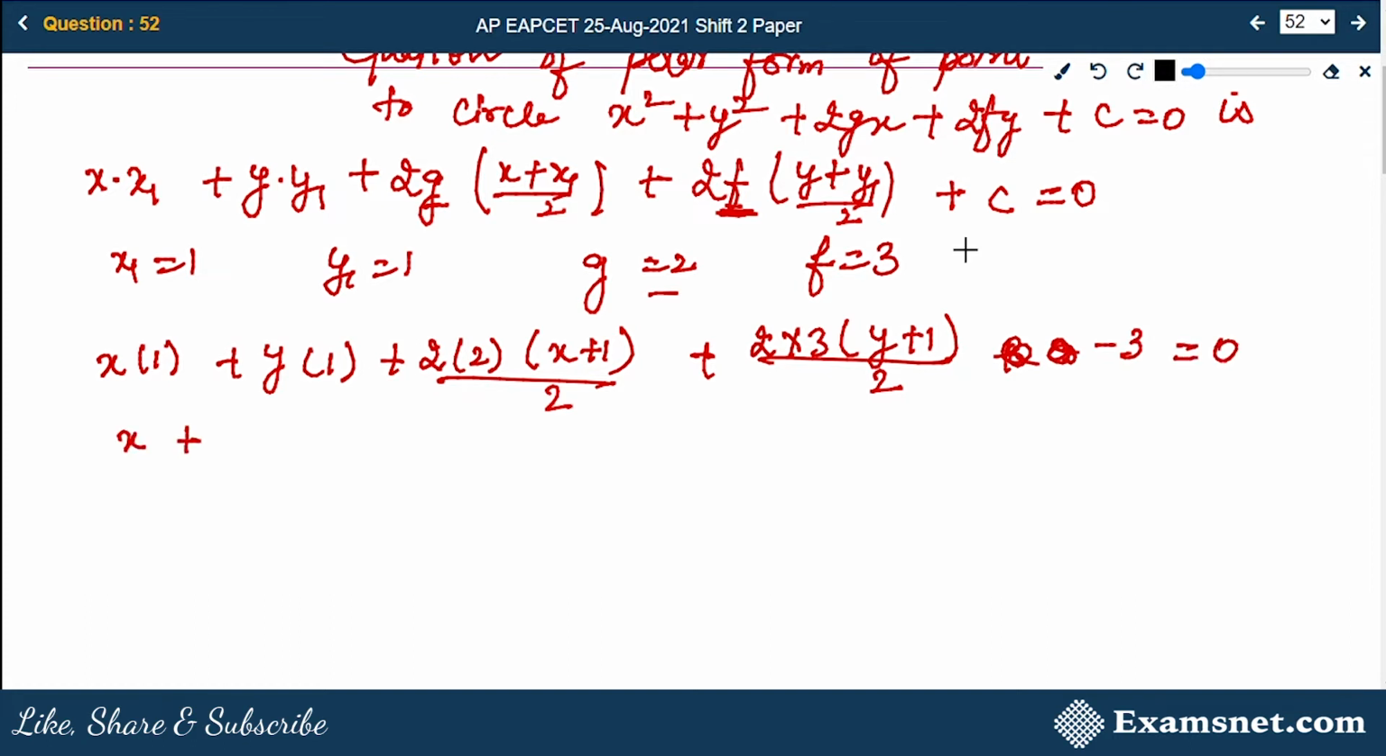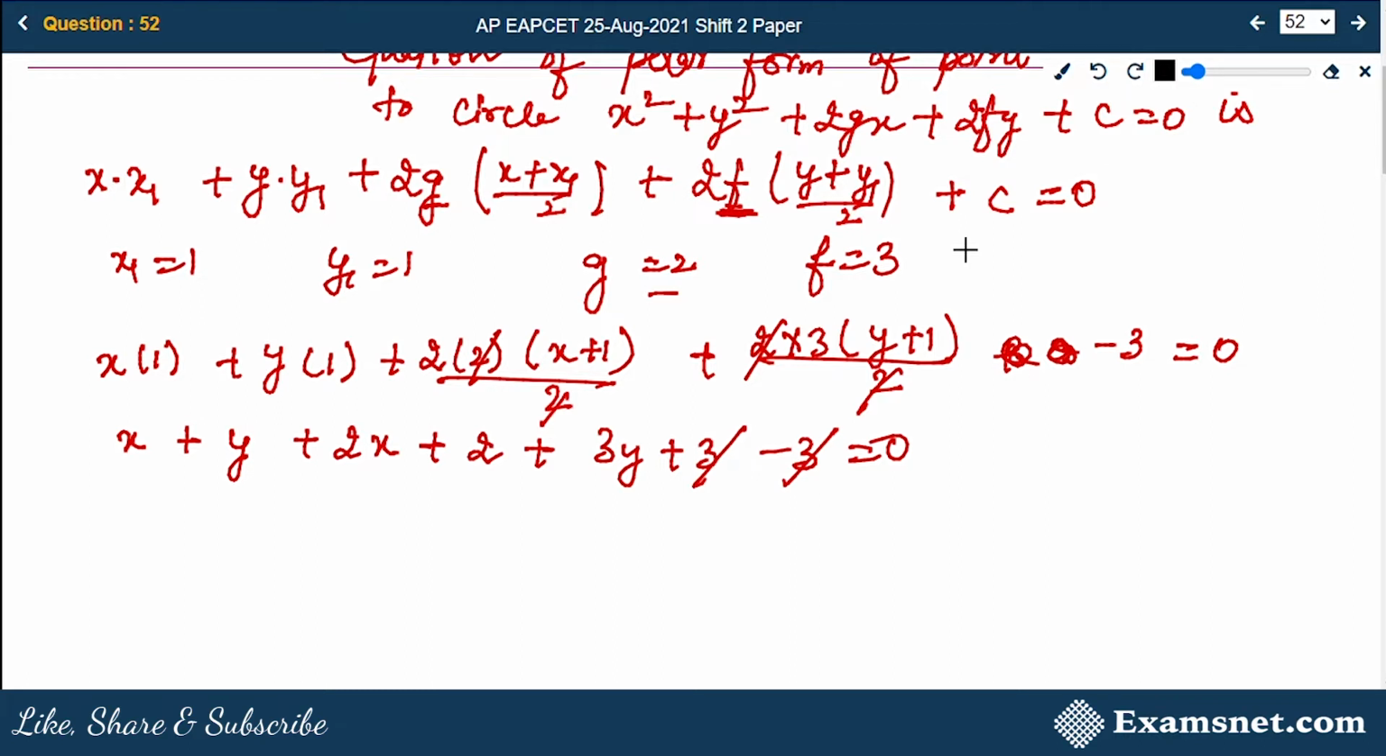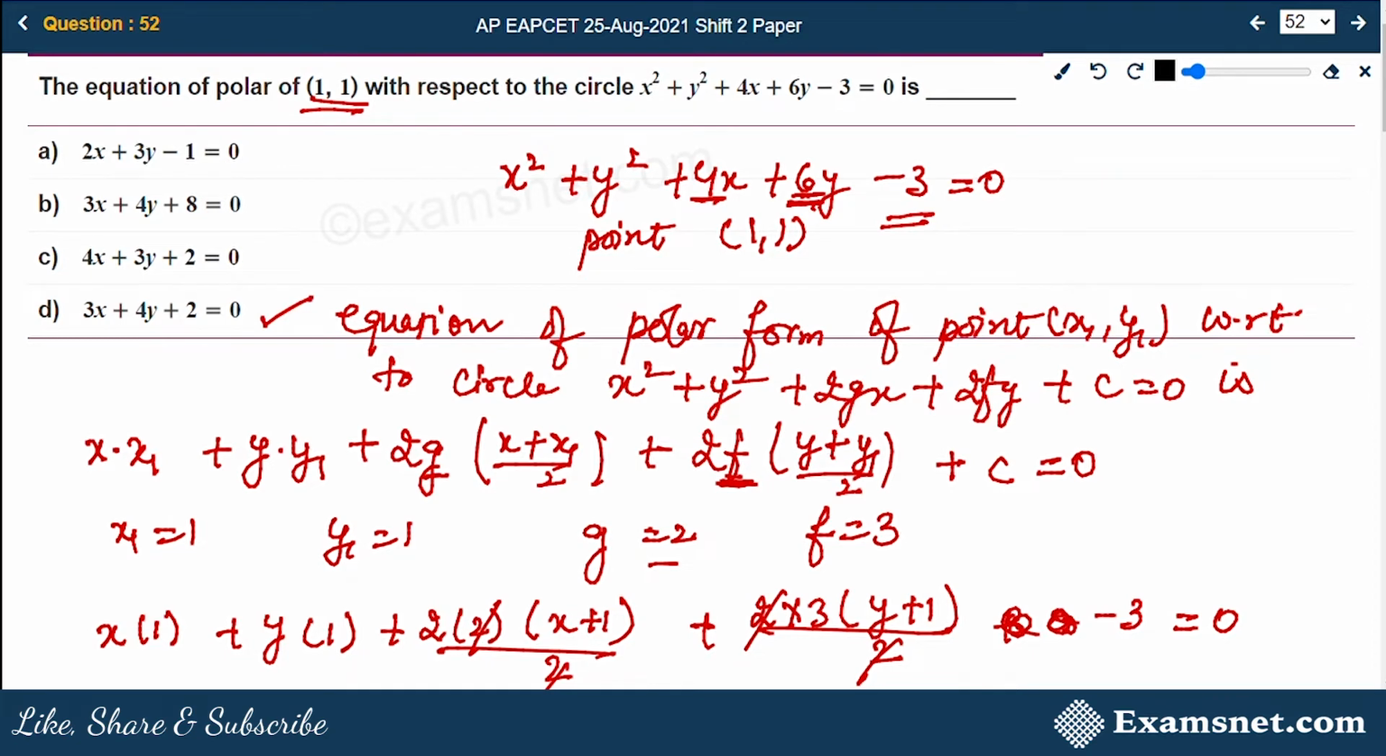So this becomes x plus y, this 2 will get cancelled, plus 2x plus 2 plus 3y plus 3 minus 3 is equal to 0, which makes it 3x plus 4y plus 2 is equal to 0, your required equation. So the correct option is option D. 3x plus 4y plus 2 is equal to 0. Let's move to the next question.